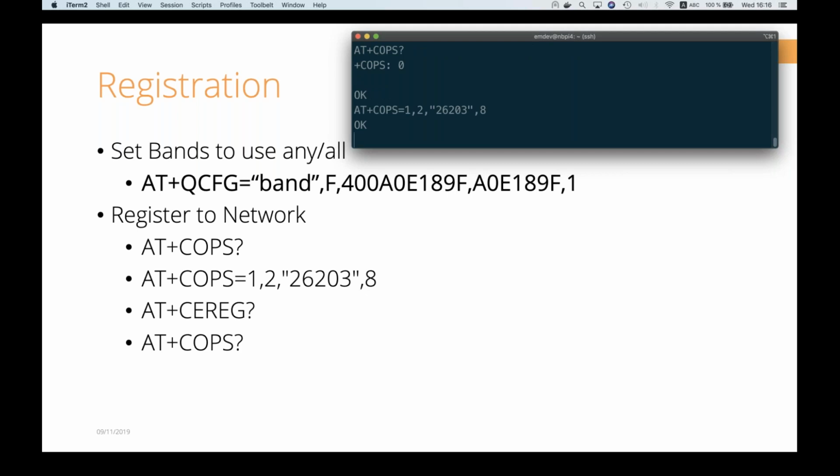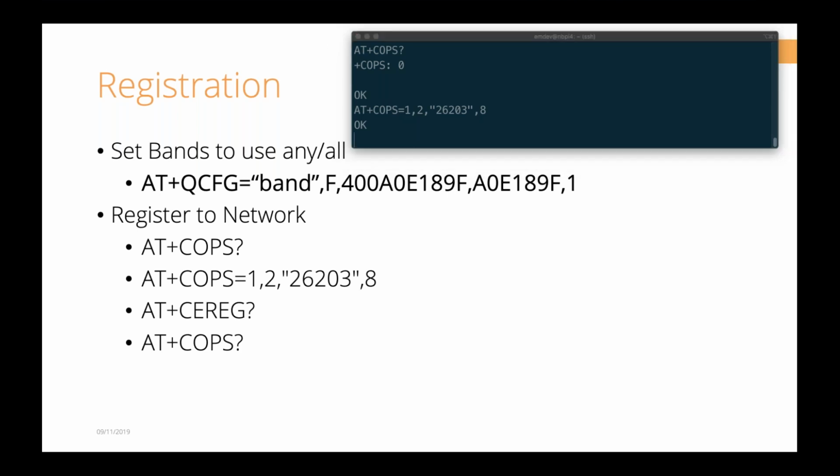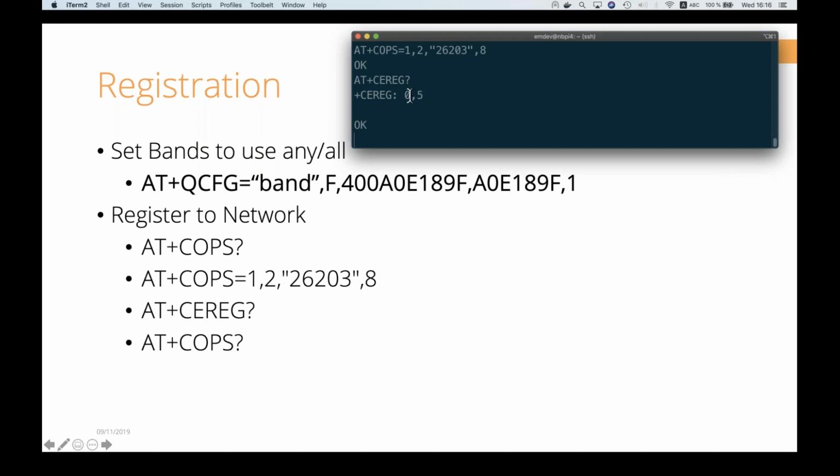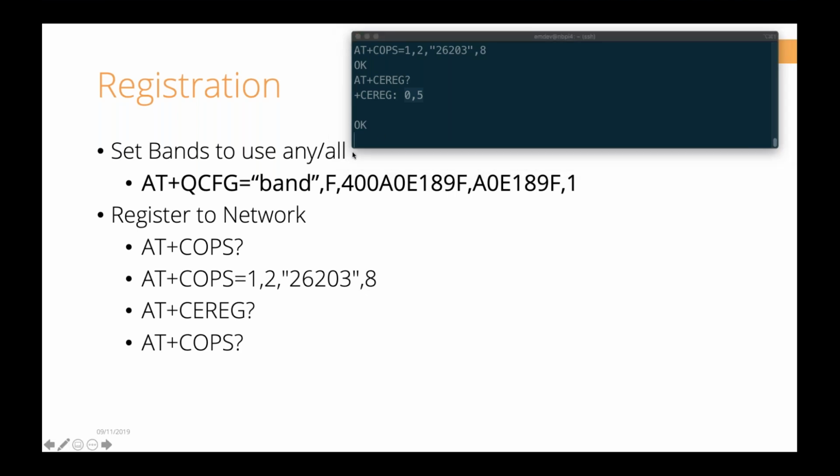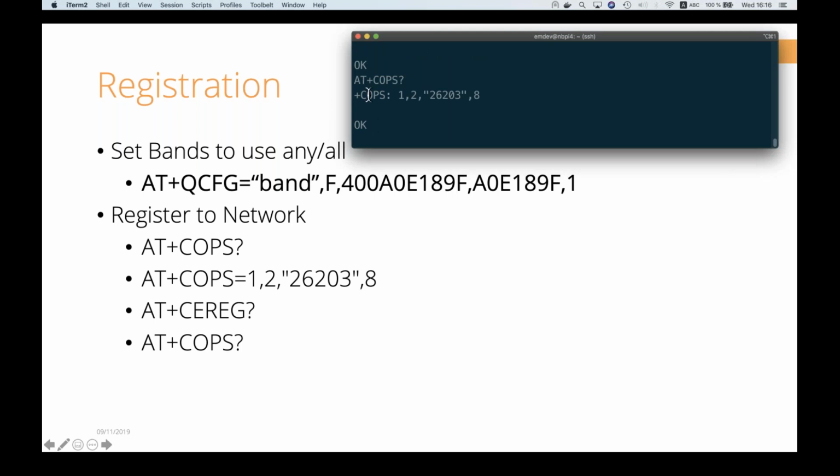So if we check here what the network registration status is, using CREG, 05 is the response code, meaning that we are now roaming on this network. And if we run this AT-COPS command again, you'll see where before we had 0, now we have 1, meaning the network is available, the numeric operator code, which is the country code and the operator number, and then the 8 at the very end, that's the radio access technology. So that means I'm connected on CAT-M.